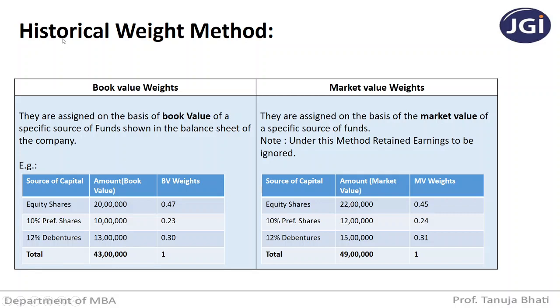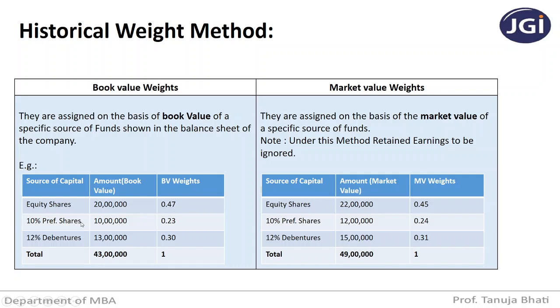Now I already told you under the historical weight method, how are the weights assigned? Weights are assigned on the basis of the amount of each individual source in proportion to the total capital of the company. So in this example, what is the total capital of the company? 43 lakhs. Now if you want to assign weights to equity shares, how did we arrive at this 0.47? It is 20 lakhs divided by 43 lakhs, you get 0.47. That means the weightage of equity shares in the total capital raised by the company is 0.47.